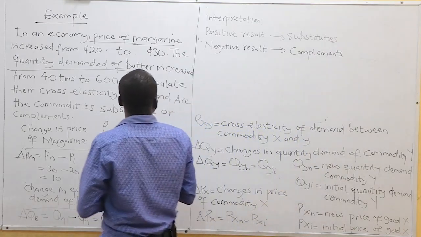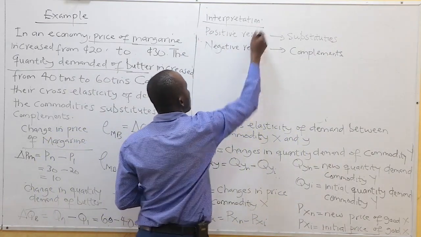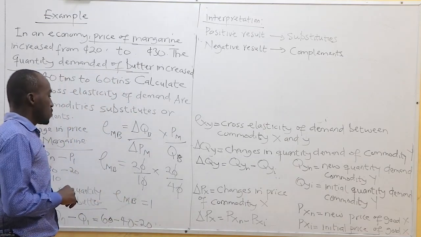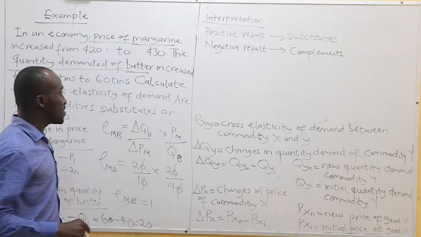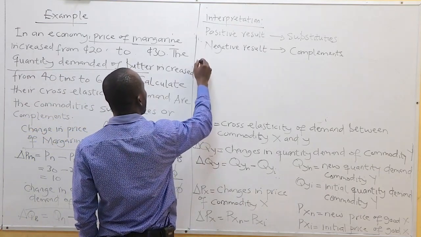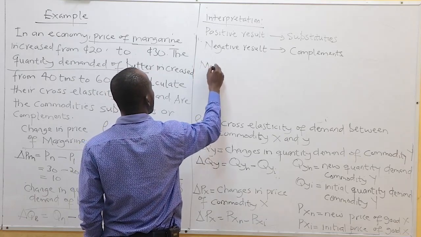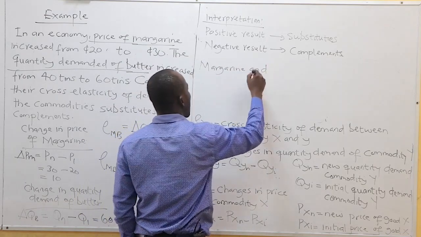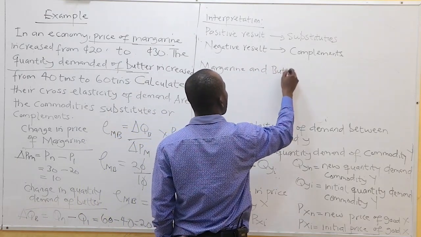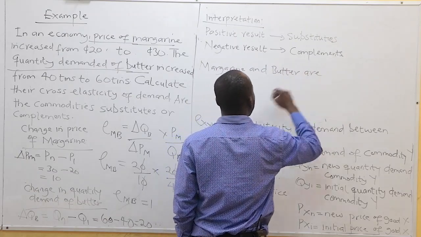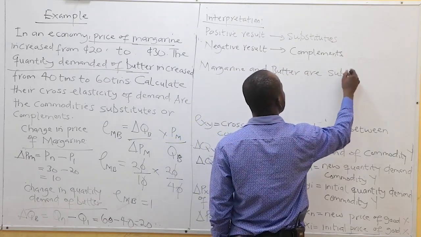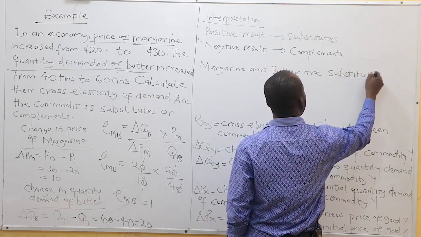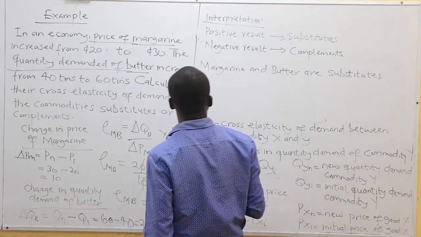Right, so the interpretation: if you get positive, it means the commodities are substitutes. If you get negative, it means they are complements. So here, what do you have? We have positive, which means that margarine and butter are substitutes. Margarine and butter are substitutes.